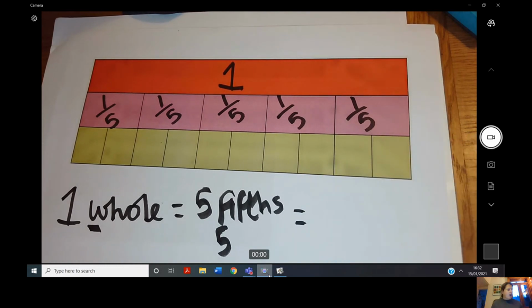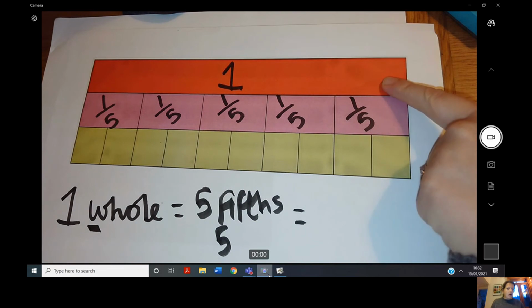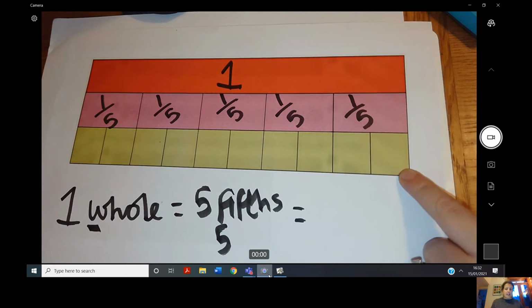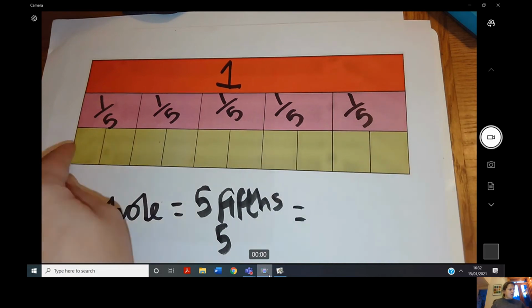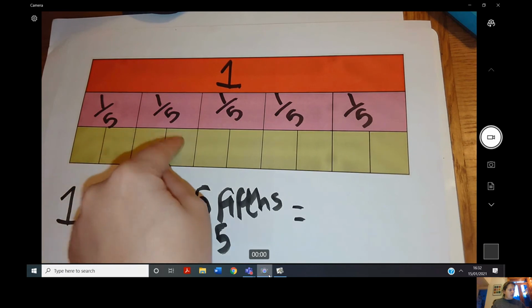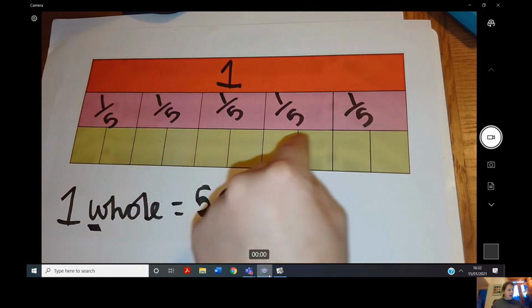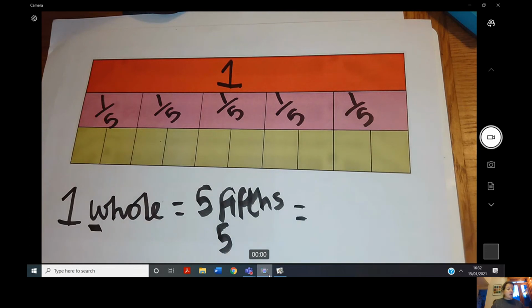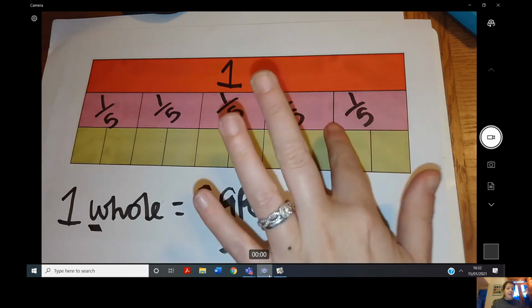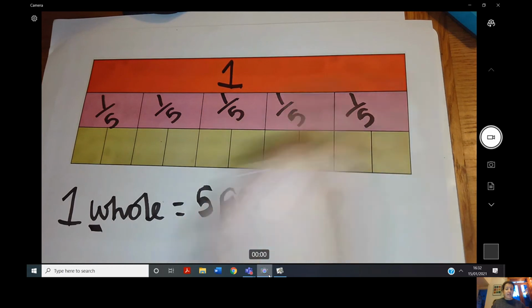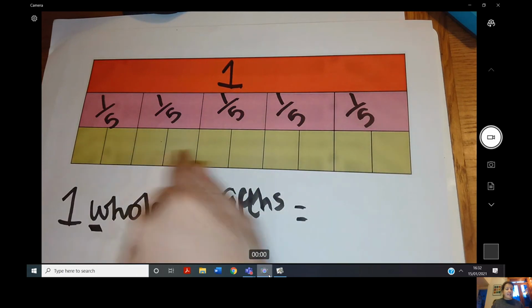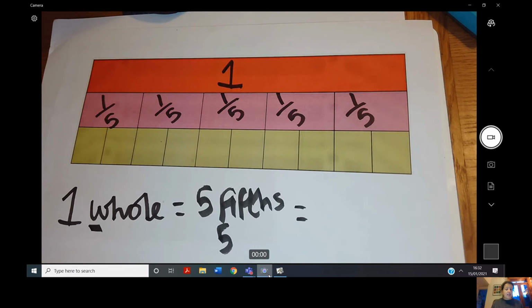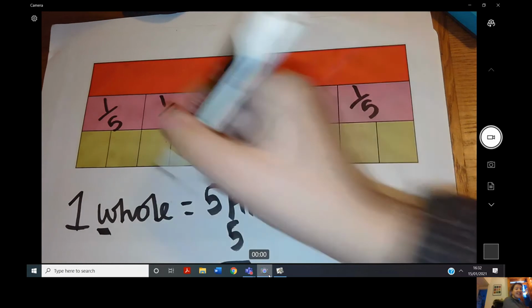We've got another layer, our yellow bars. This is my whole. I've split it into how many equal pieces? 1, 2, 3, 4, 5, 6, 7, 8, 9, 10 equal pieces. So instead of having my denominator as 5, this is into 10 equal pieces. So my denominator is going to be 10.